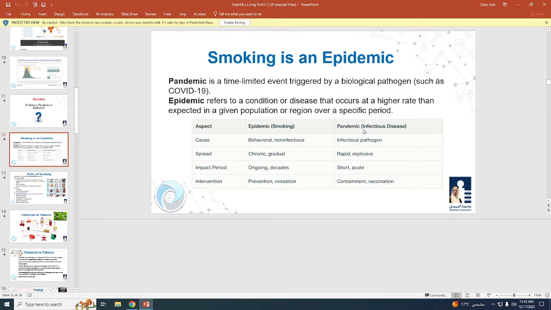A pandemic is about infectious disease, and usually it has a rapid, explosive spread over a short, acute period. However, an epidemic is ongoing for decades, and usually it is gradual. Here we can prevent it by raising awareness and so on, whereas for a pandemic we need to contain it or vaccinate people. So it is about fitting the criteria of epidemic and pandemic.